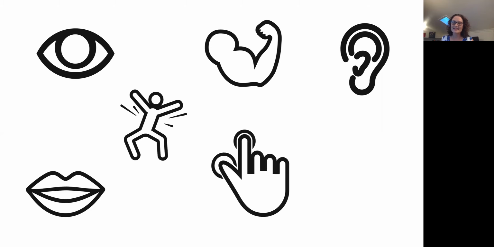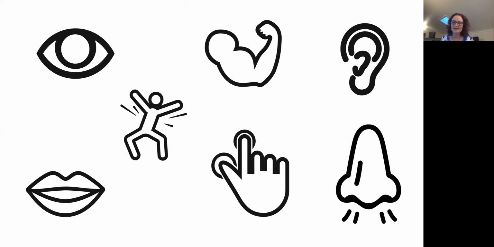Then we have our touch sense, and these are the kids who are fiddling and touching, using that to help to keep them awake and alert. And it could also be the child who doesn't like to touch different things.